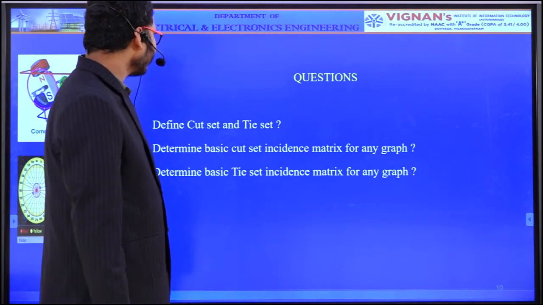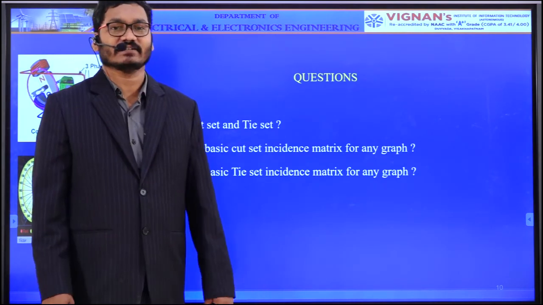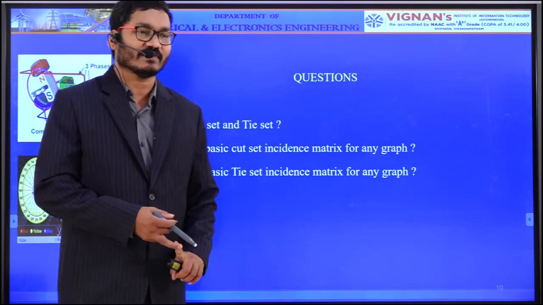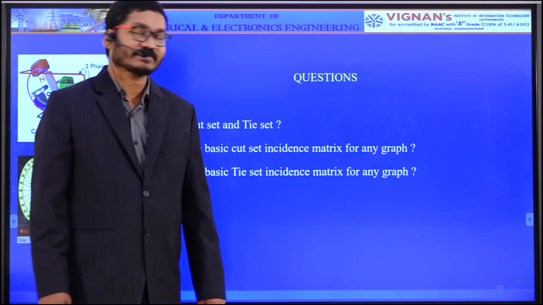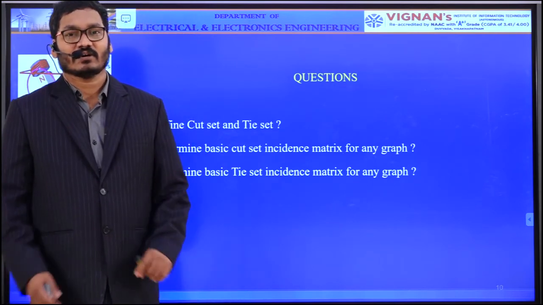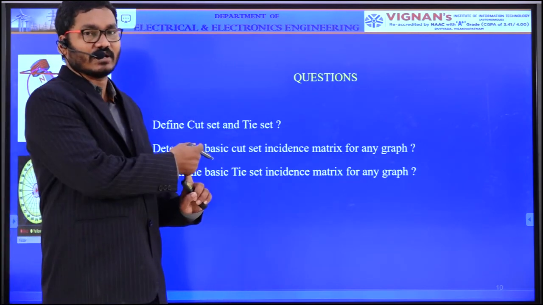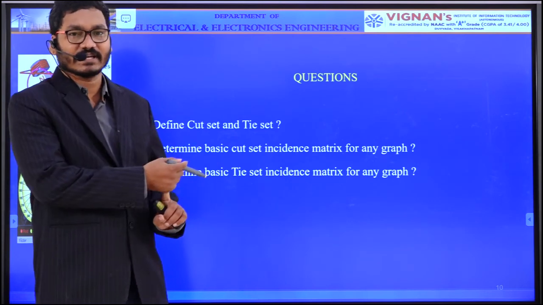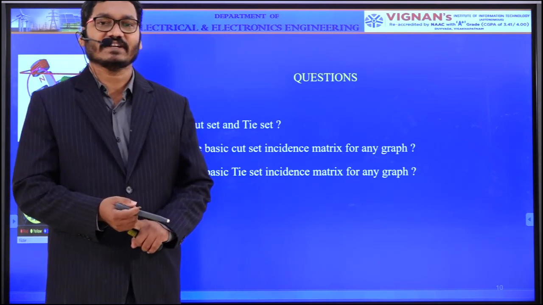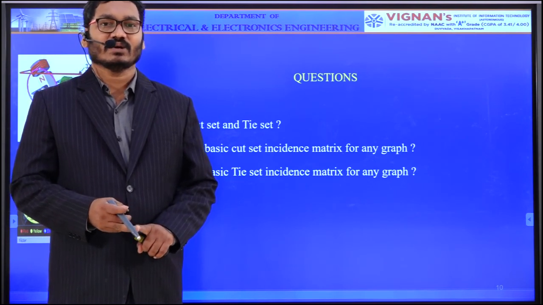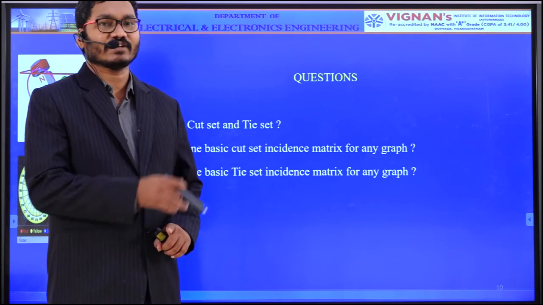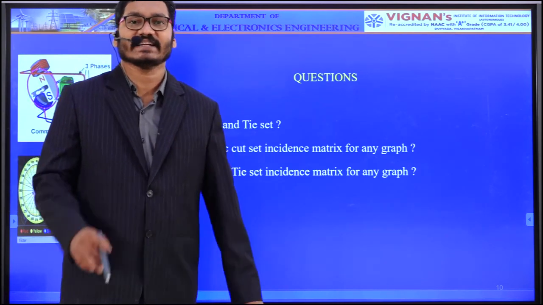These are the questions. Define cut set and tie set. These are very important. What is cut set, what is tie set? Determine the basic cut set incident matrix for any given graph, meaning find it like this, how we find it for this graph. You can find it for any electrical circuit. If orientation directions are given, then you can follow directly. If not given, you can take any direction.